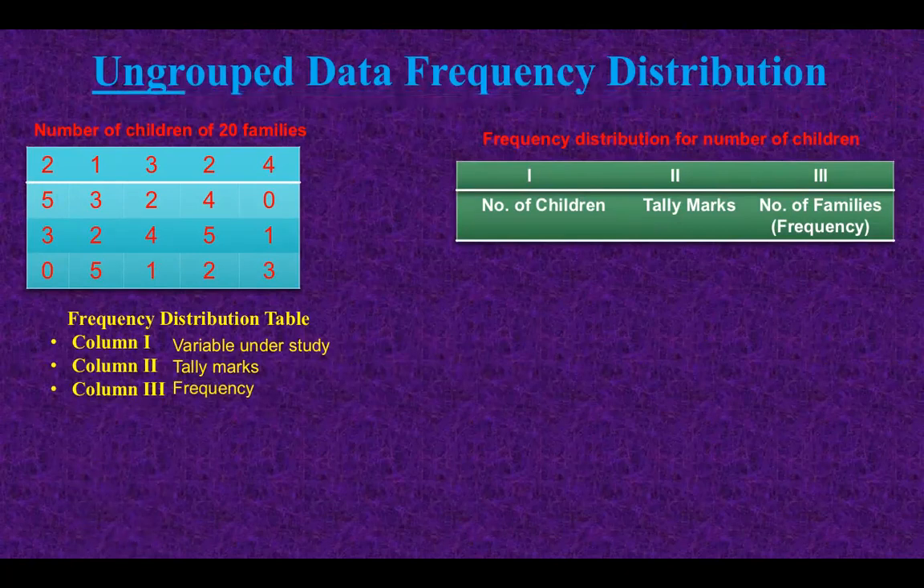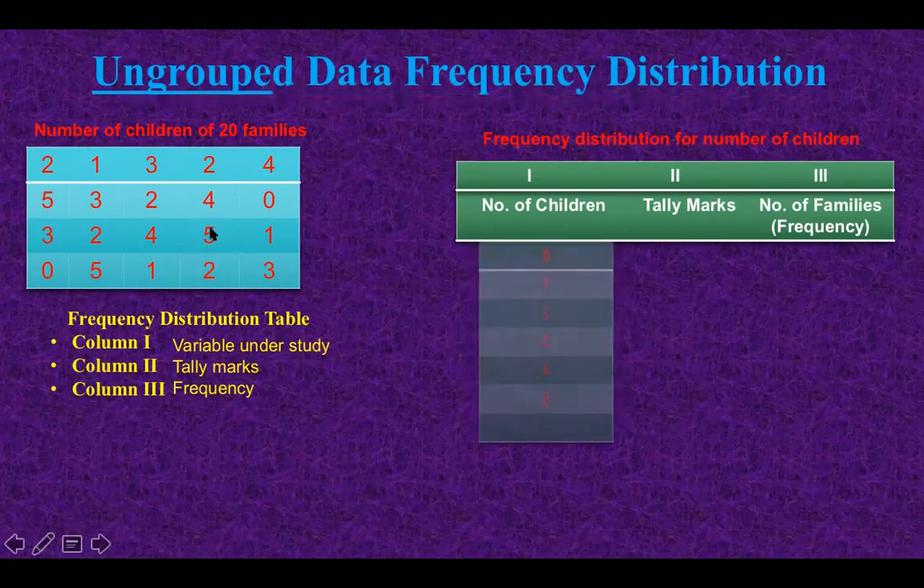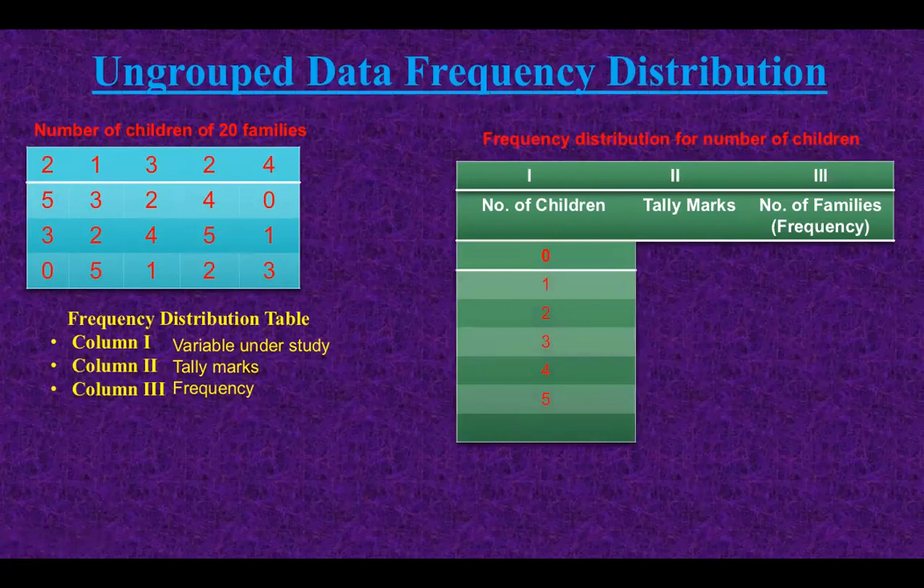In the first column, I see that the lowest number of children is 0 and the highest number of children is 5. So I'm going to write the class intervals as 0, 1, 2, 3, 4, 5 because it's discrete data. Can you imagine any family having 1.5 children? No, because the number of children is discrete data.